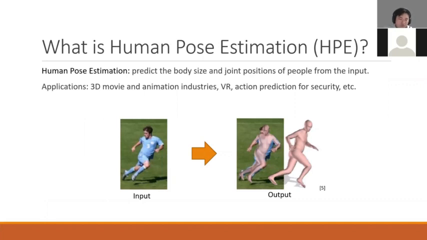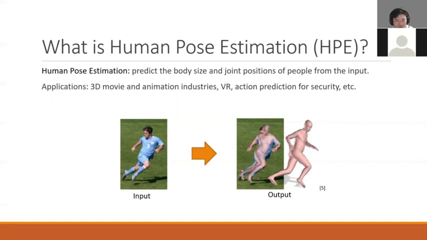So what is human pose estimation? Roughly speaking, human pose estimation is the prediction of body size and joint positions of people from the input. When we say input, we usually refer to the single image or videos obtained by the single lens camera. You can see the examples of the 3D human pose estimation here, where there is a single picture of a soccer player used as an input, and it outputs human body model with same size and pose of the person, which is rendered in 3D mesh.